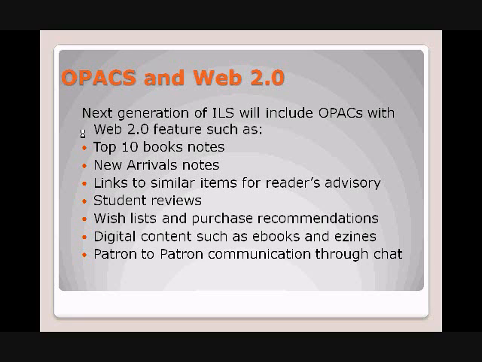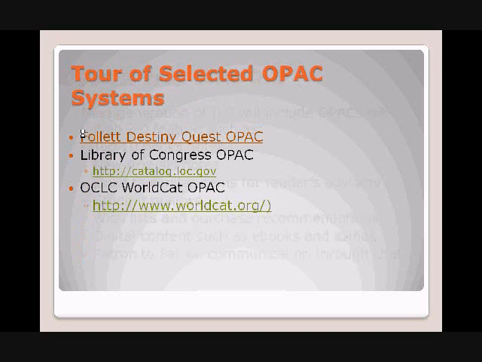So now we'll take a tour of selected OPACs. We're going to look at Follett Destiny Quest. We're going to look at the Library of Congress OPAC, and we're going to look at the OCLC WorldCat OPAC. And so please, as we're looking through these different OPACs, take note and see which have some very sophisticated Web 2.0 features and which are still more flat in the nature of the information that they deliver.